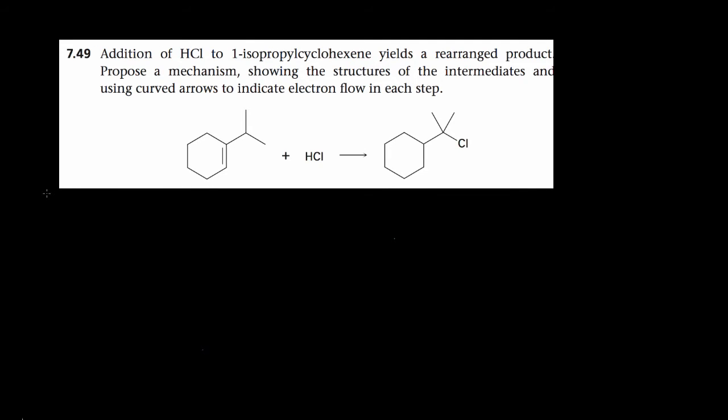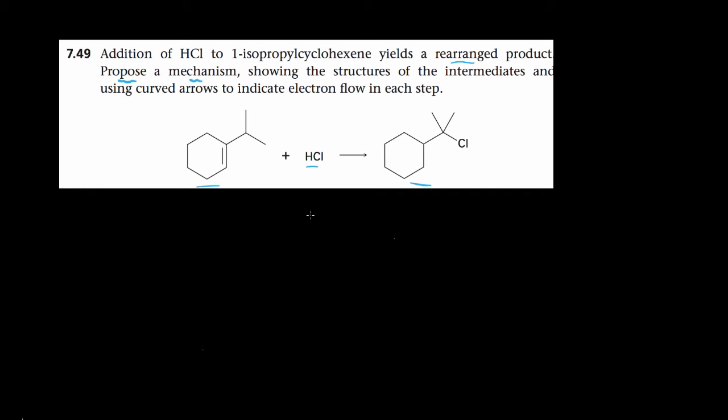All right, so here we're being asked to propose a mechanism for the conversion of this starting material plus HCl into this product. Now, it already tells us that there's a rearrangement. So it says it yields a rearranged product. So that gives us a little hint that we might be looking at some sort of a hydride shift or a methyl shift. So let's just see what happens.